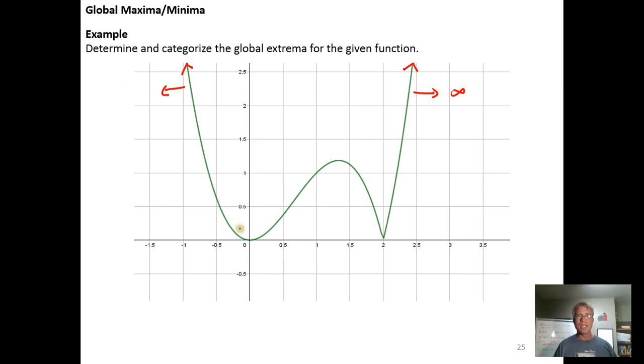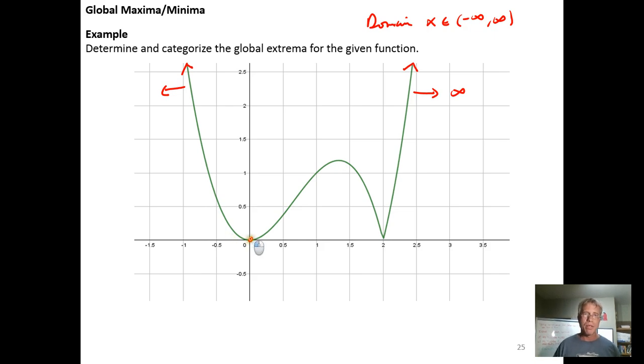And I don't see any discontinuities in this particular graph. So I would say that the domain of this function, based on the graph that we're looking at, is x running from negative infinity to infinity. So we have an open interval, so we don't need to look at the endpoints of the domain because the domain doesn't have endpoints.